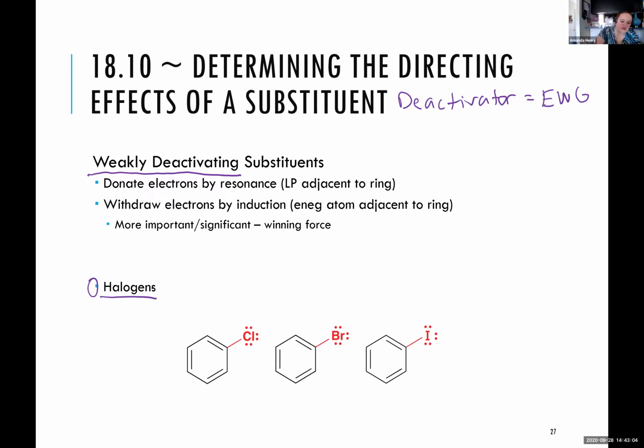Let's talk about how they donate first. They can donate electrons by resonance because they have a lone pair next to the ring. Same thing we saw with oxygen. We can go from that lone pair all the way around the ring. Now this is not a very strong donation from a halogen because that's going to give a halogen a pi bond. It's going to give a halogen a positive charge. So the halogen itself is not going to be very happy.